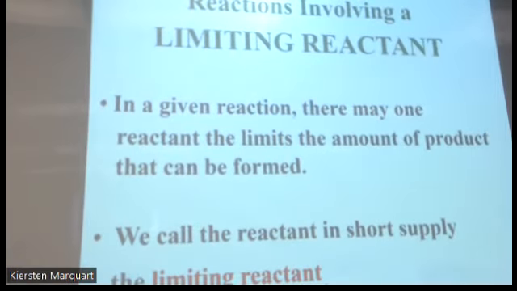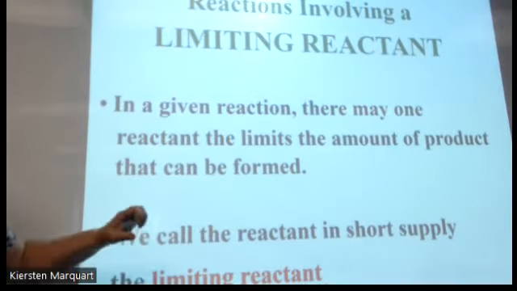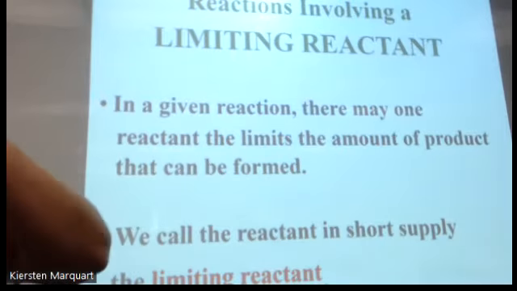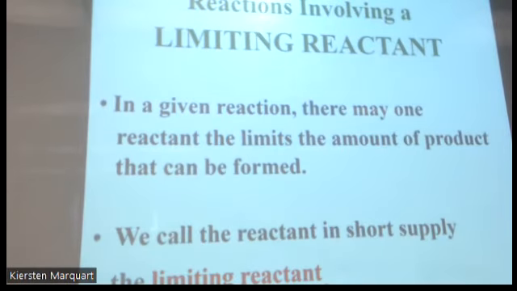in a certain reaction. So if I give you a chemical reaction, there may be one reactant that limits the amount of product that can be formed. So in the example of the bikes we talked about, if you were given 2 wheels and 6 frames, the wheels are still going to limit the amount of bikes that can be formed. Even though you have more than enough frames, if you only have 2 wheels, you can only make 1 bike. The reactant in short supply is called the limiting reactant. So think of limiting in that it limits the amount of product that can be formed.